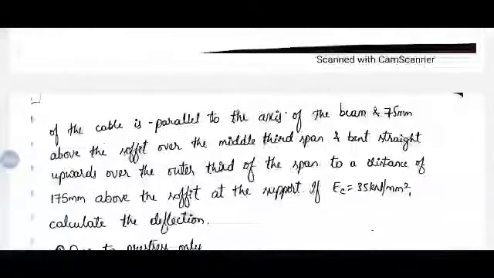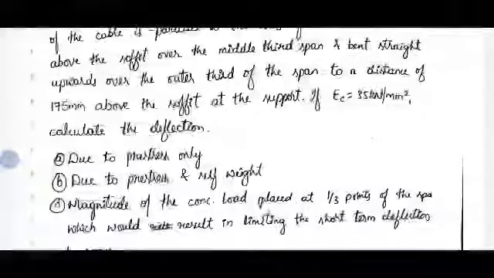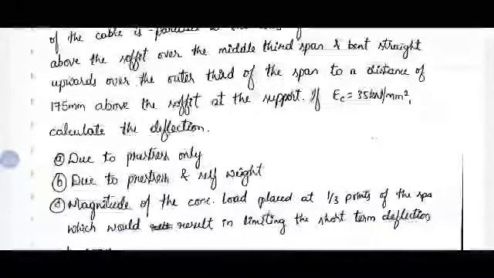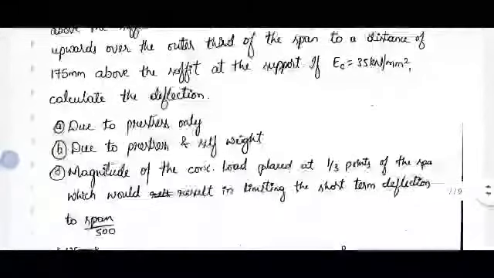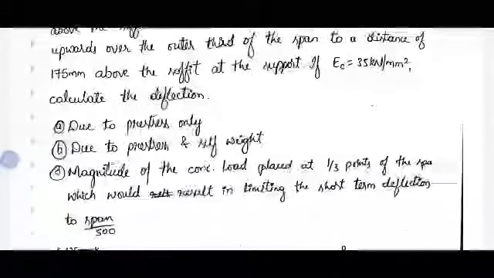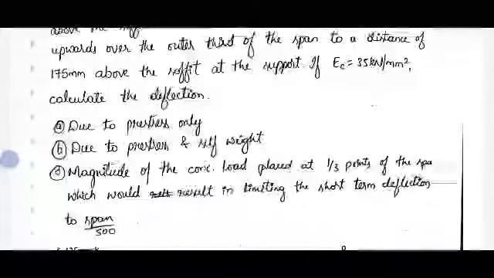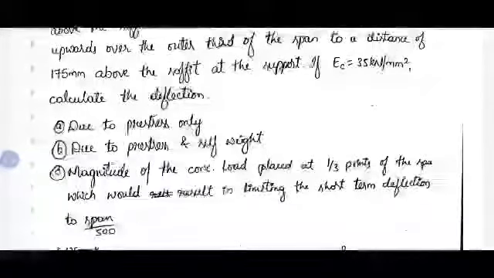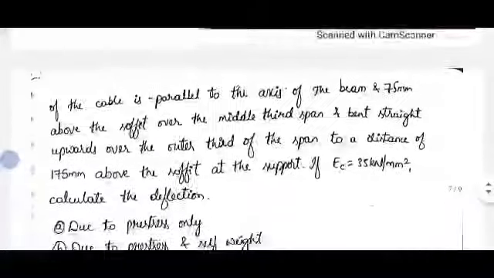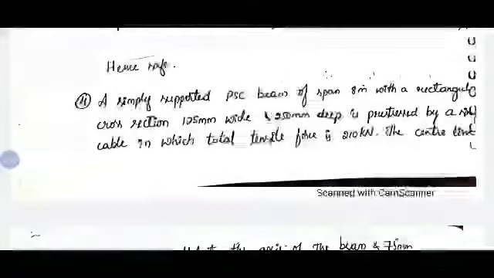If EC is equal to 35 kN per mm square, calculate the deflection due to pre-stress only, then due to pre-stress and self-weight, then the magnitude of concentrated load placed at 1/3 points of span, which would result in limiting the short-term deflection to span over 500. So here the cable profile is given.